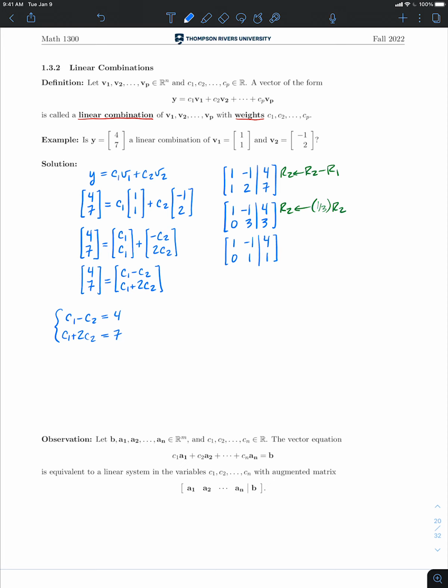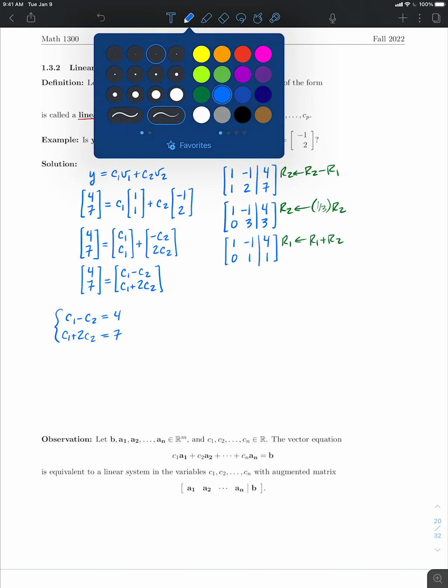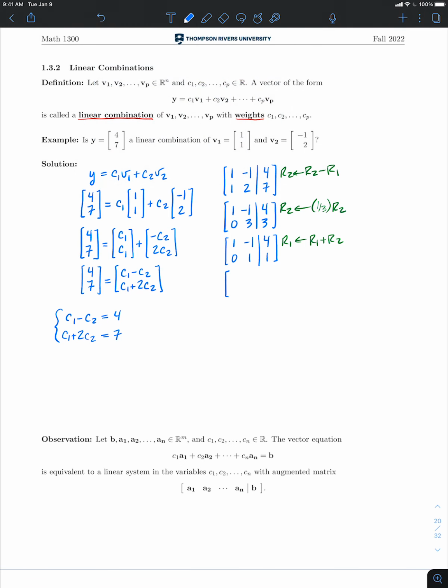And then lastly we'll add the second row to the first row. So take row 1 and replace it with row 1 plus row 2. And that'll actually achieve reduced row echelon form. And it'll also show us that this system does have a solution, and we'll be able to see what the solution is.